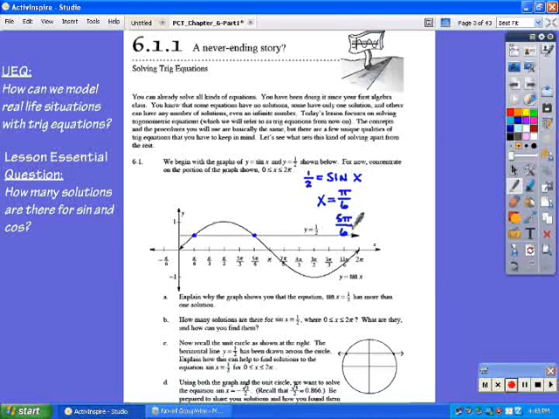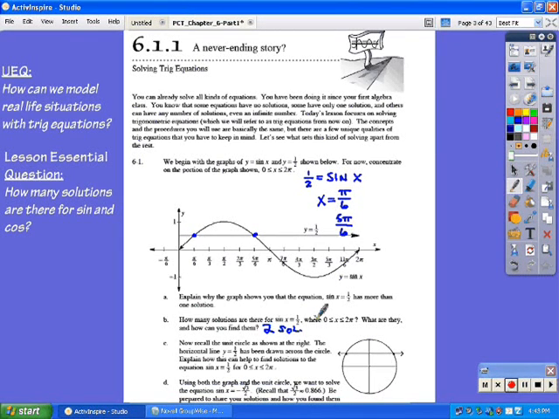Explain why the graph shows you the equation sine of x equals 1/2 has more than one solution. You can see the graph of sine here, drawn, and then we have the graph y equals 1/2. And just like any other system of equations, where those two graphs intersect are the solutions. How many solutions are there for sine of x equals 1/2 between 0 and 2 pi? How do we find them? Well, there are two solutions, and we've already found them.